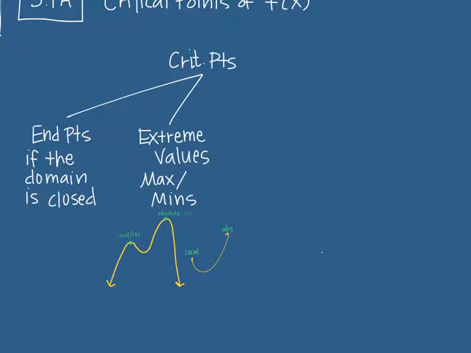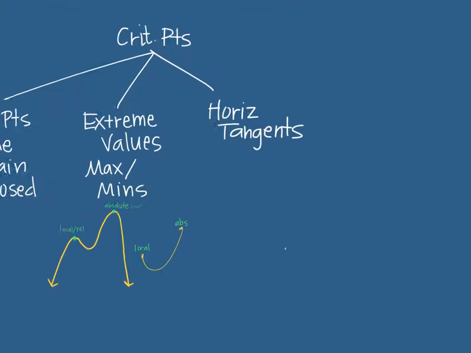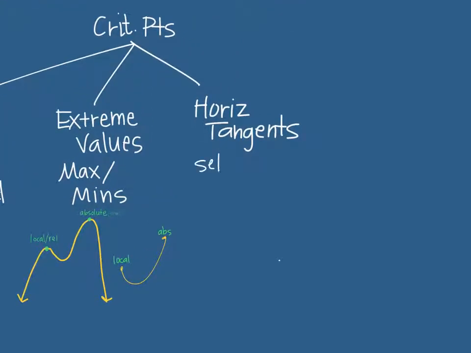All right, other critical points. Critical points also happen where there are horizontal tangents. That's where the derivative comes into play, because you're going to set the derivative equal to 0. Now you might think, well, isn't that just an extreme max or min? Yes, but there's also places where you have a horizontal tangent and you don't have an extreme max or min. So we want to say here we're going to set dy/dx equal to 0.